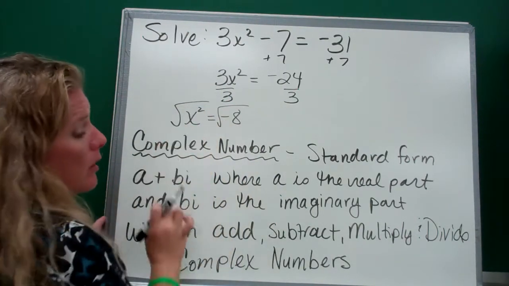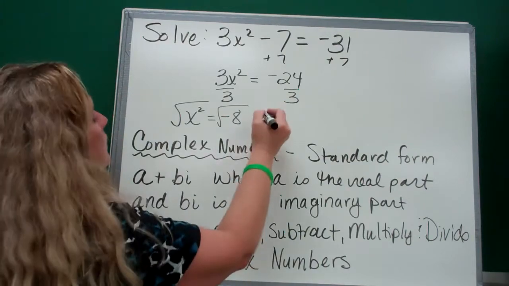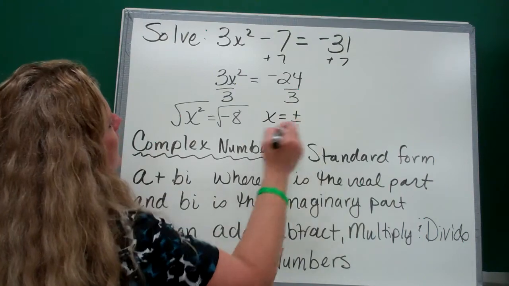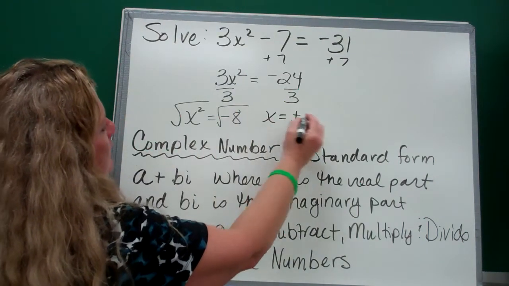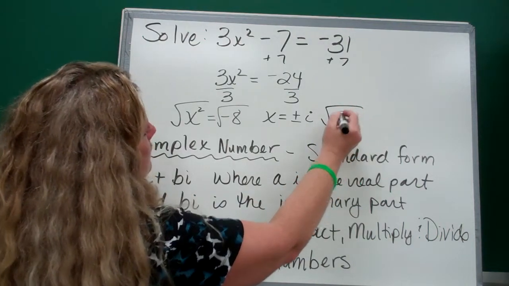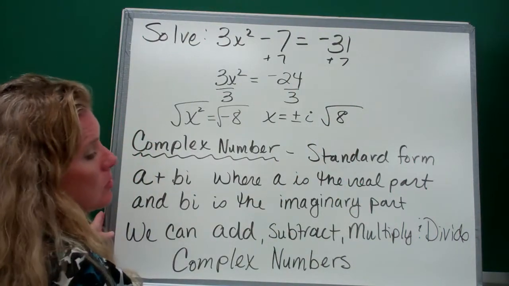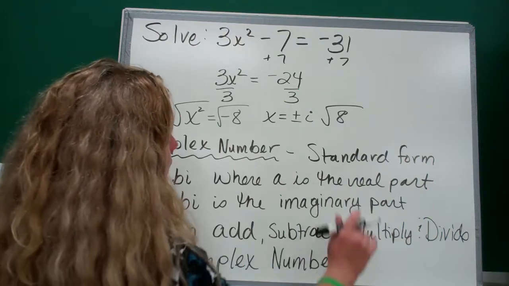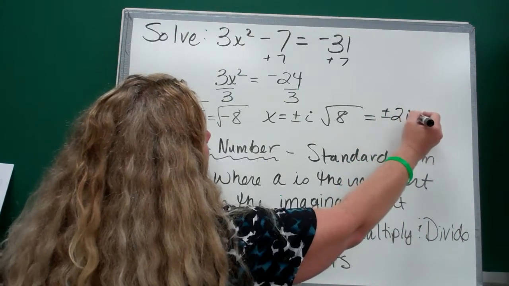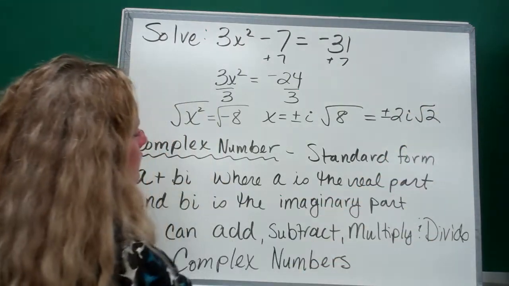Once you get the squared part by itself, you square root. This is going to be x equals plus or minus. Make that a positive. Write yourself an i. Square root of 8. Well, the square root of 8 is 2 times the square root of 2. So this is plus or minus 2i square root of 2.